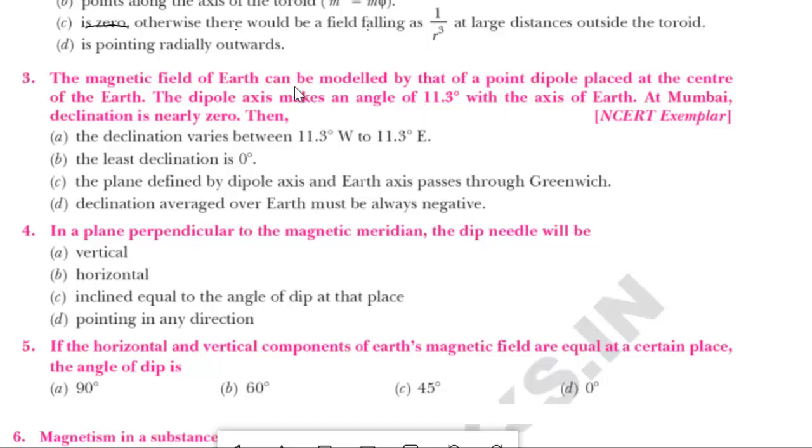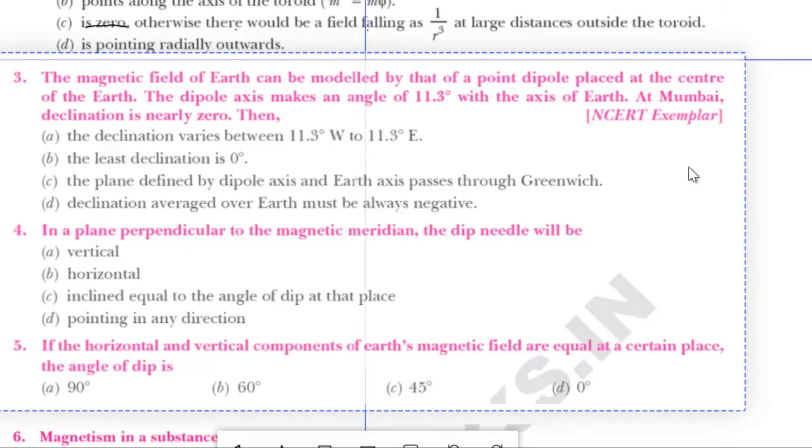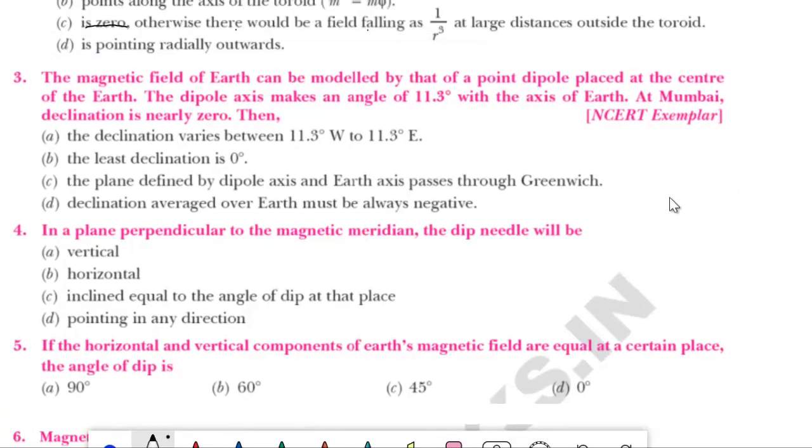So here in the question, the magnetic field of Earth can be modeled by that of a point dipole placed at the center of Earth. Then the dipole axis is making an angle of 11.3 degrees with the axis of the Earth. While we are considering the axis of the Earth, the dipole axis is making an angle of 11.3 degrees with respect to that axis. So we can draw that as a diagram.